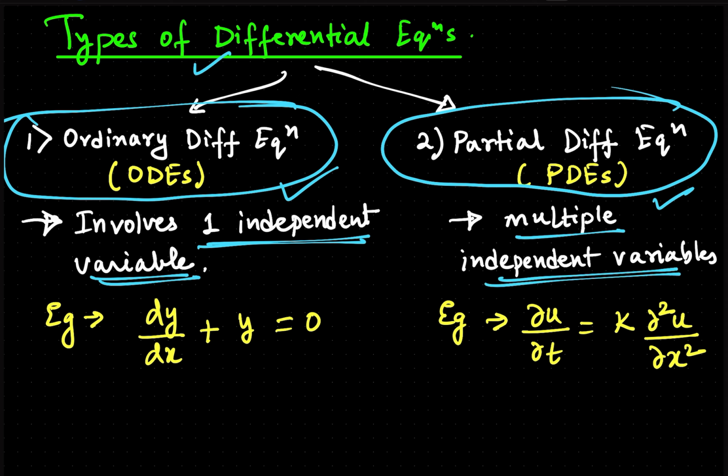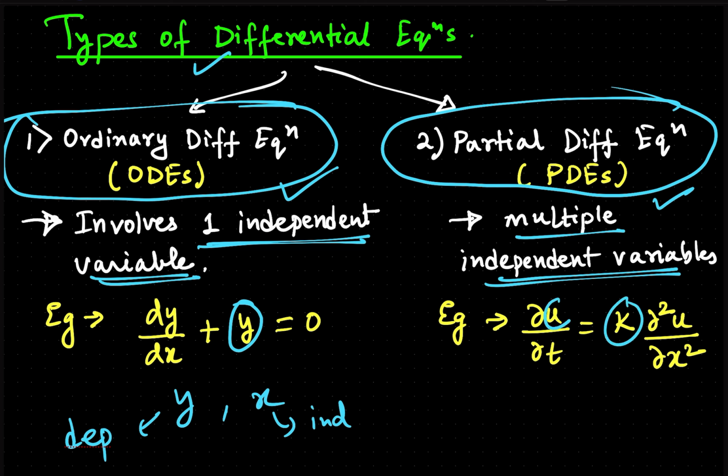For example, here you have only one independent variable and one dependent variable, y and x. But here you have multiple independent variables. You have a variable u, t, and x. Sorry, k is the constant. Here the multiple independent variables are u, t, and x. So if you take one as dependent, then the other two are independent.